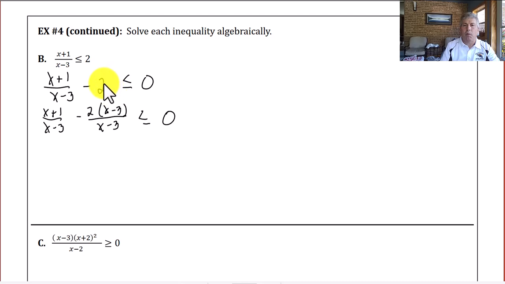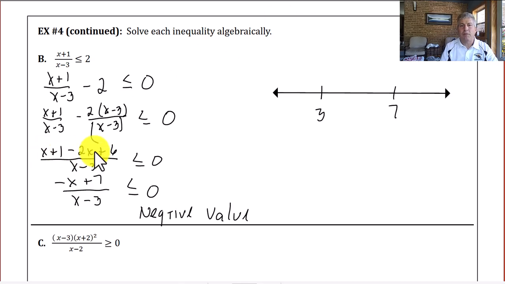So I multiply the 2 by (x - 3)/(x - 3), which is just 1. And then we'll simplify this and put this all over our common denominator of x - 3. So I distribute my negative 2 through, and I get x + 1 - 2x + 6 all over our common denominator of x - 3. So I simplify my numerator to -x + 7 all over x - 3, and I see that my critical points are at 7 and 3.